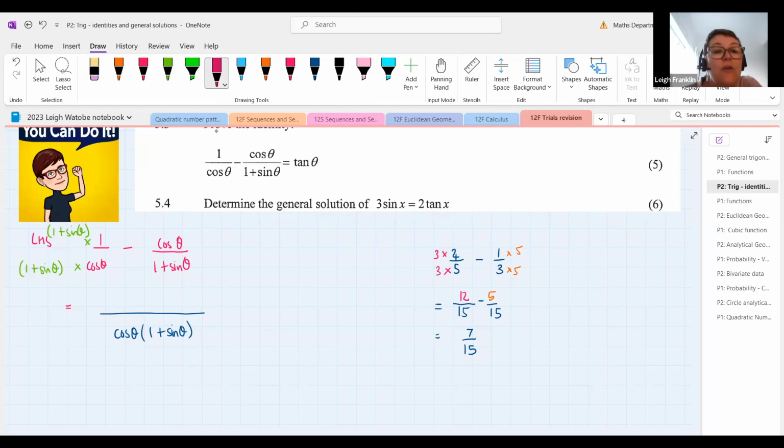And then on this side over here, let's get a bit of color. I'm going to multiply that by cos theta. So I would have to do the same at the top over there. I would have to multiply that by cos theta. So I'm going to have 1 multiplied by 1 plus sine theta minus cos theta, and I'm multiplying that with cos theta.